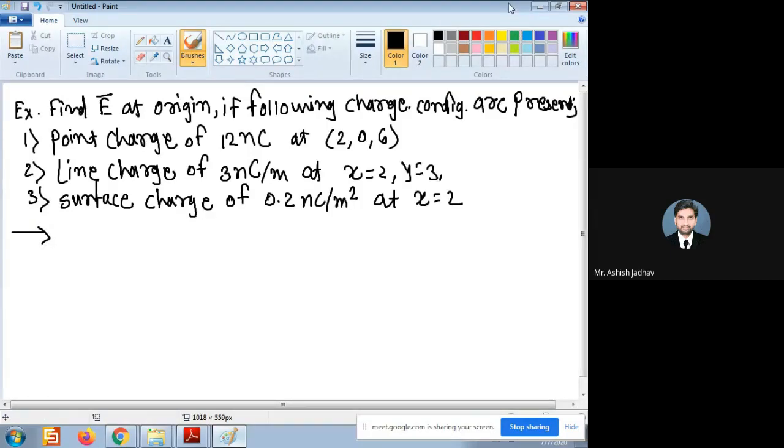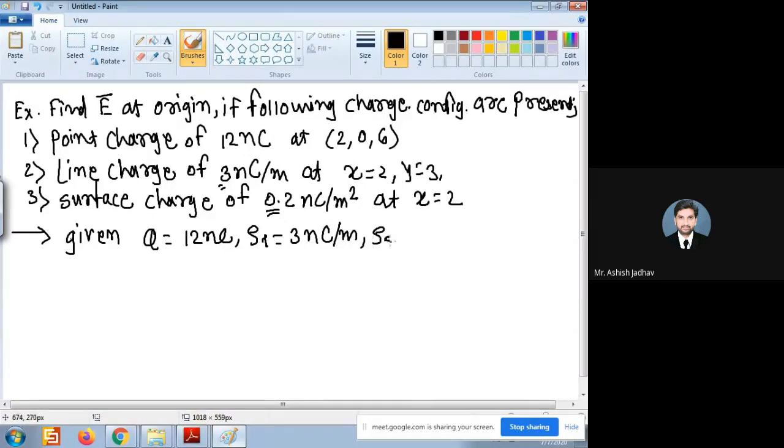For that you need to find the given things. So if I list out the given, you have a point charge Q is equal to 12 nanocoulomb. Then in this line charge, what they have given? Rho L. Rho L is the line charge density they have given, 3 nanocoulomb per meter, and plus they have given rho S.